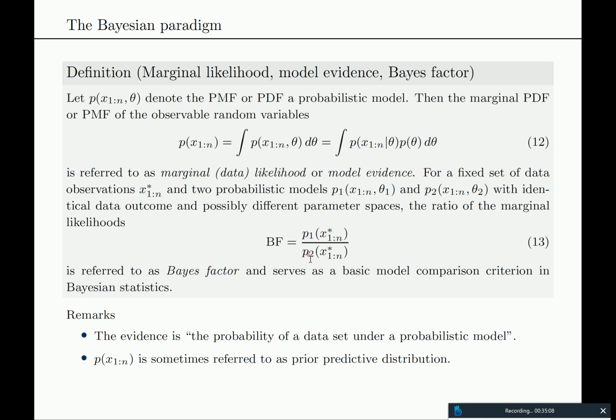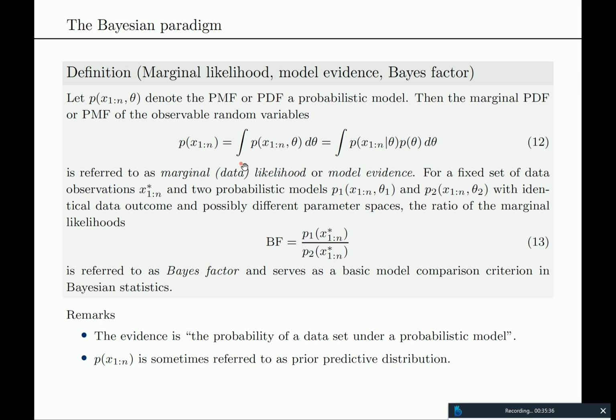It's a basic model evidence criterion in Bayesian inference. If the probability of your data under model 1 is high and the probability of your data under model 2 is low, then you would say there's more evidence for model 1. Note that here the posterior distribution doesn't play a role, yeah?